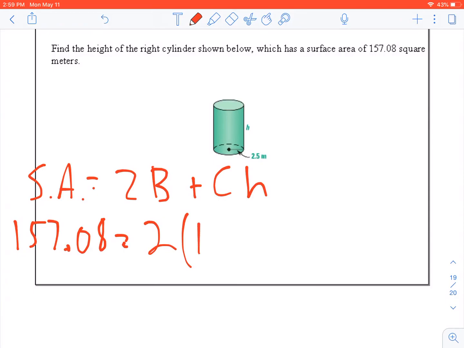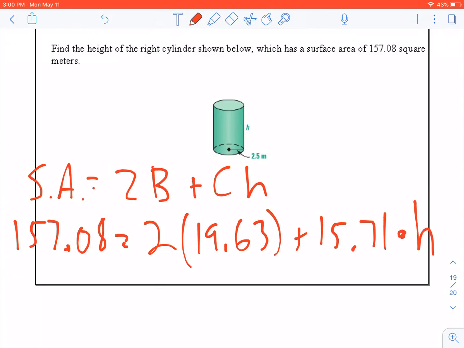So we got 19.63 plus the circumference of the base, which is 2 times pi times the radius, which is 2.5. So I got 15.71 times that height between them. Well, that's my h. That's what we're after to find. So now it's just an equation to solve for h.